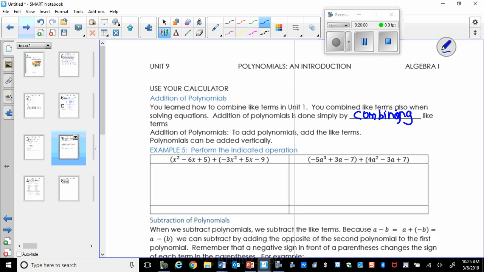Don't write like I did. I messed this up so many times today. But combining, that's combining like terms. Combining like terms.